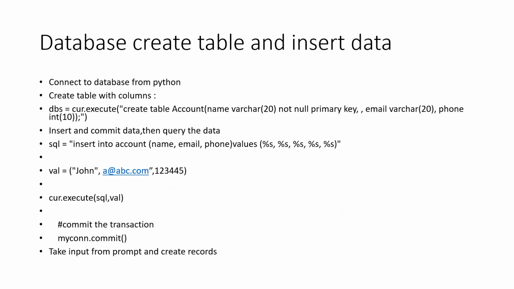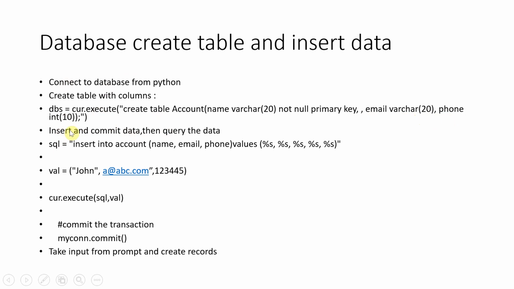Now, once you create a database, you have to create a table and insert data, right? So you connect to the database from Python. So you will create a table. You can create it directly from the command prompt of SQLite, but we will create it from here. So we will create a cursor and pass this value. See here it says create table, field name, data type, and whether it's primary. We are giving name as a primary key, so it will be unique. Email is varchar, which means variable character, and phone is integer 10.